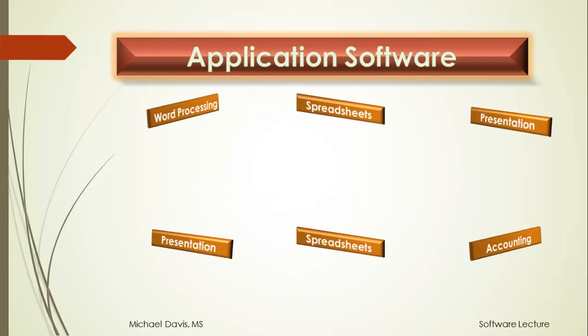Now then, application software, the stuff that we use all the time. Software like Microsoft Word, Microsoft Excel, Microsoft PowerPoint. I don't know why I have spreadsheets and presentation here twice. We've got accounting software like Quicken. Yeah, the old professor's one of his favorite things.